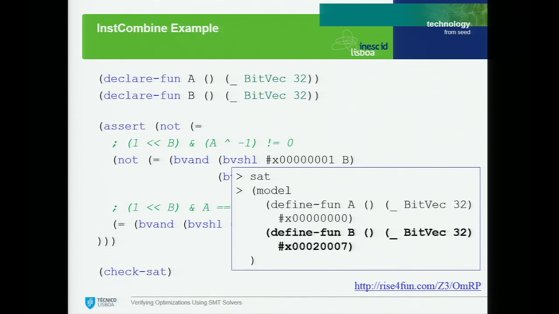But now we can ask for the model. And it says, well, if A is 0, and if B is that huge number, 20,007, then the expressions are not equivalent. But B is a value by which we do the left shift. And if you remember from C, overflow in left shift is undefined. So we don't care whether these expressions are equivalent for this case. So the question that we should ask is, are these expressions equivalent for the cases where we have defined behavior?